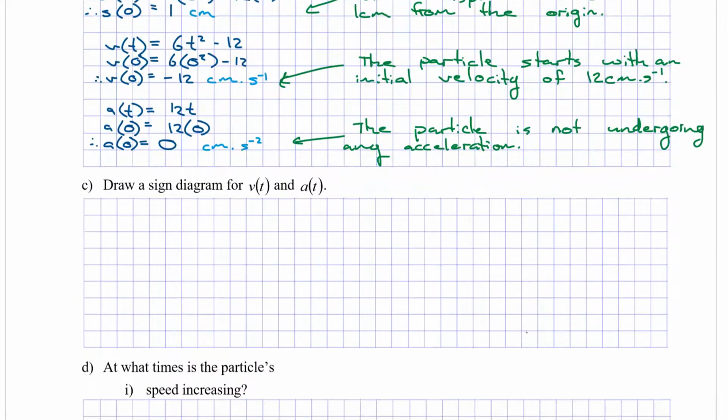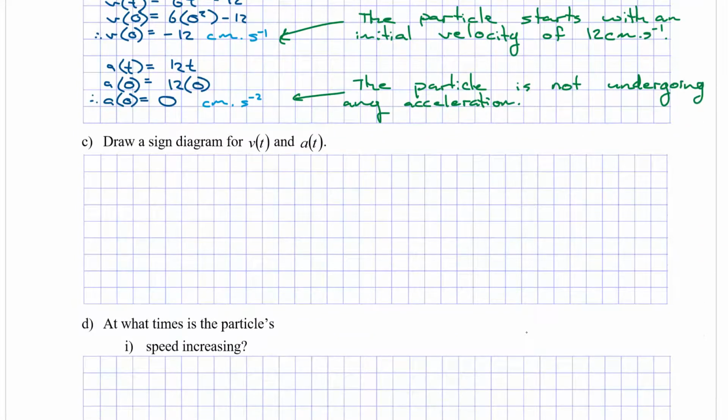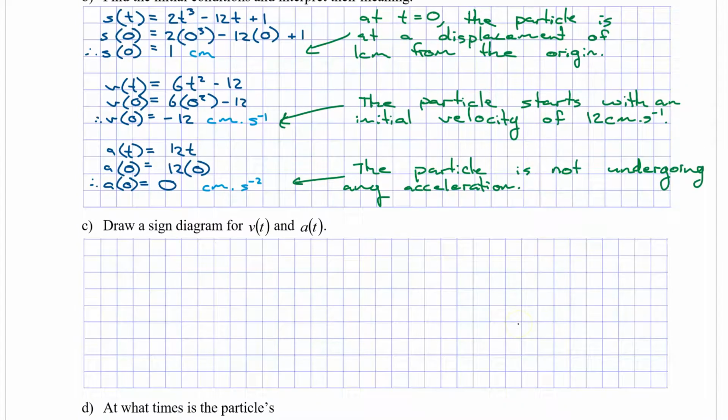Alright, drawing a sign diagram in the second part. What we're going to find is that for the sign diagram of v of t, since v of t is defined as 6t squared minus 12, we can factorize out the 6, so it will be t squared minus 2, and then we'll do the roots here.